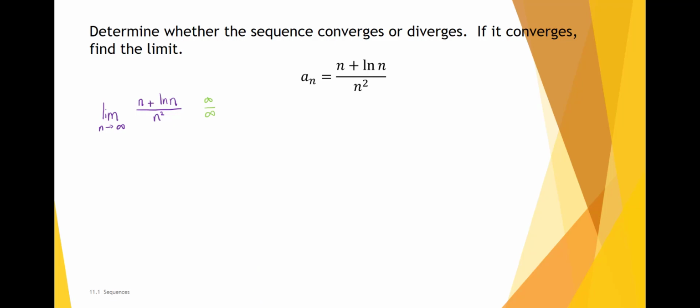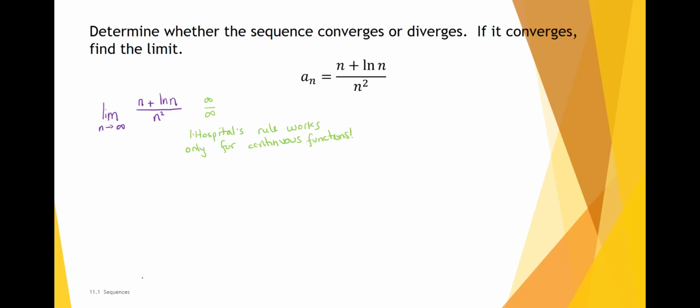However, we cannot take the derivative of the expression n plus natural log n because n is not a continuous variable. It's a discrete variable, which means that it only takes on the values 1, 2, 3, 4, and so on, and not any numbers in between. So what I'm saying is that L'Hopital's rule works only for continuous functions.